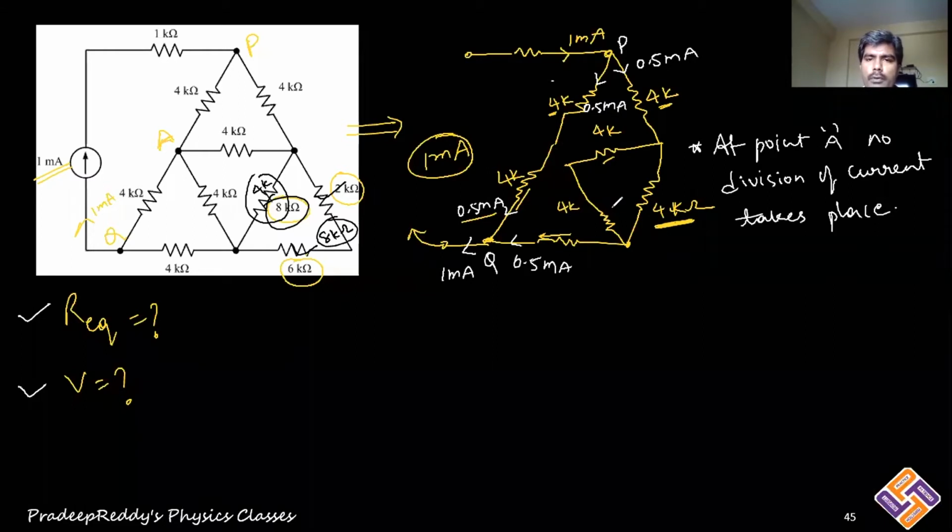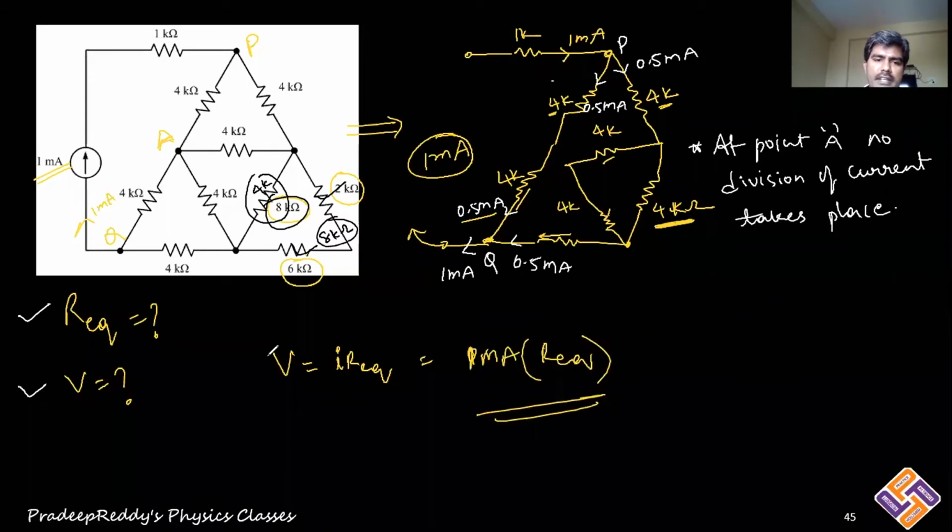4 kilo ohm, 4 kilo ohm, both are in series. That becomes 8. 8 and 4 both are connected in parallel. You will be getting that effective resistance. And that is in series with 4K and 4K. And that is in parallel with this 4K and 4K. And that is in series with this 1 kilo ohm. Finally, you can find out the effective resistance. Once getting effective resistance, you can find out V is equal to I R equivalent. I is 1 milliampere current. R equivalent you should calculate. Substitute in this relation. You will be getting the net voltage in the circuit.